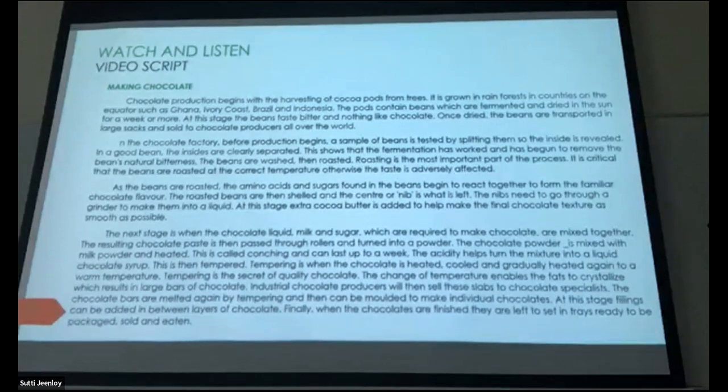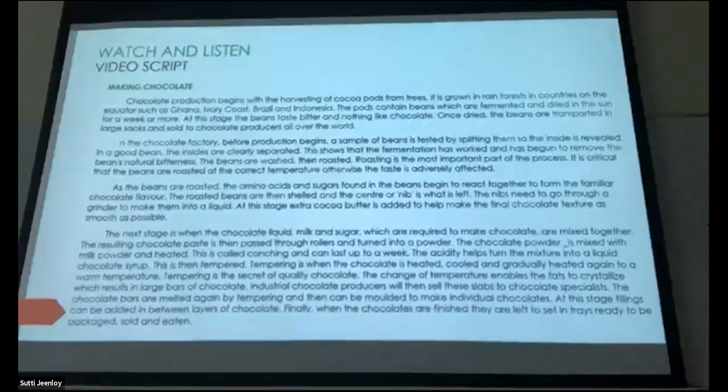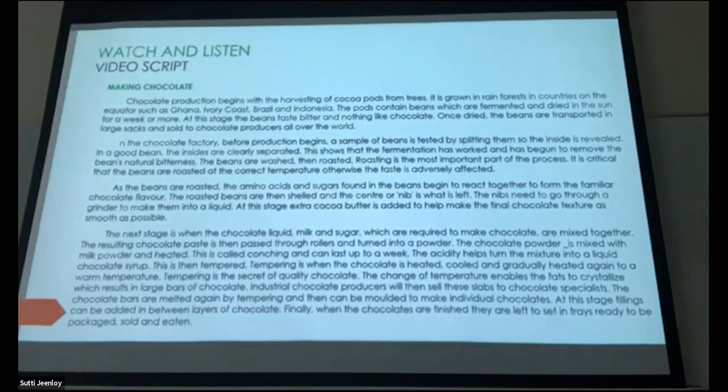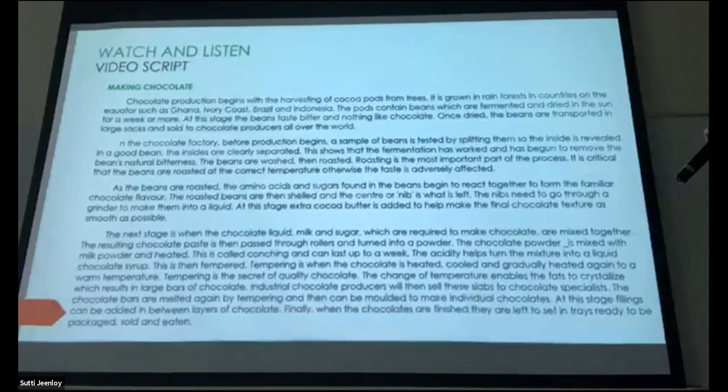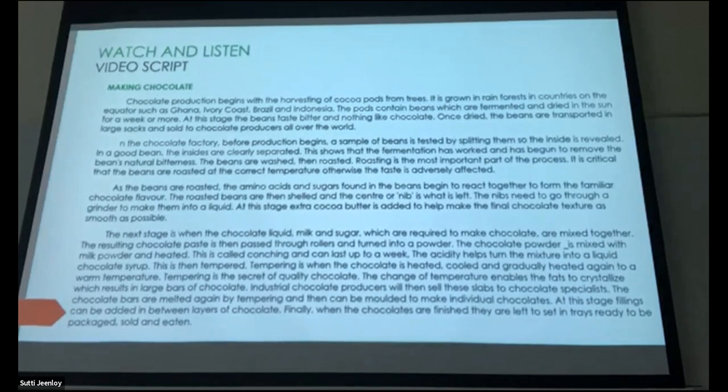This is then tempered. Tempering is when the chocolate is heated, cooled, and gradually heated again to a warm temperature. Tempering is the secret of quality chocolate. The change of temperature enables the fats to crystallize, which results in large bars of chocolate. Industrial chocolate producers will then sell these slabs to chocolate specialists.